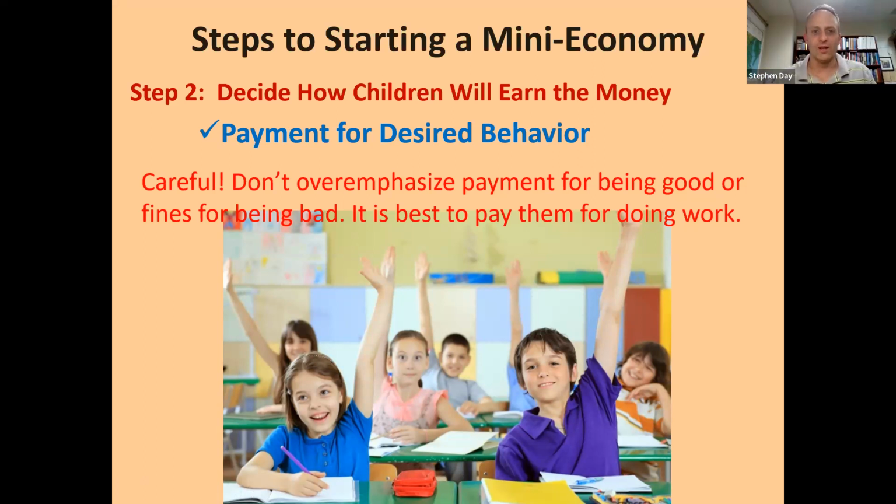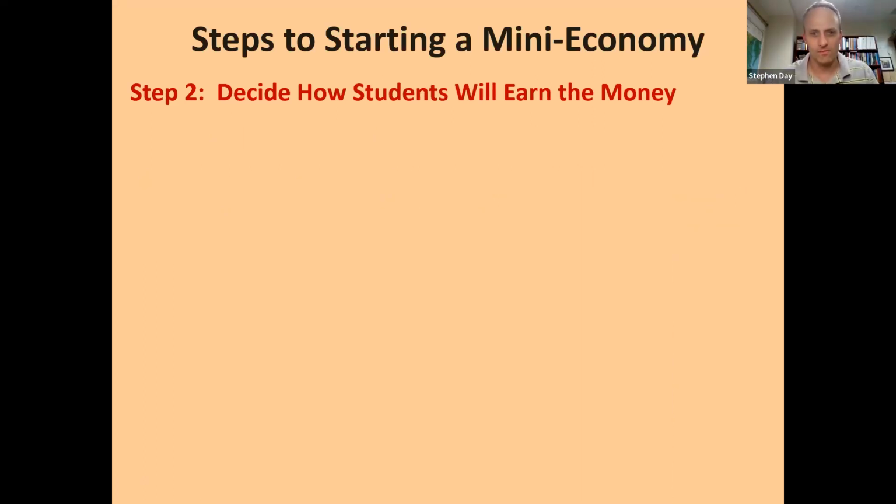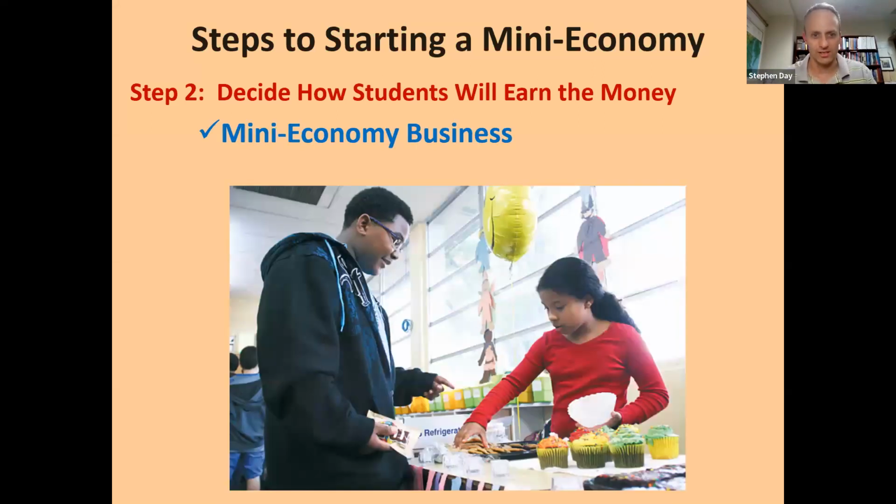Okay, so how will they earn money? Oh, it still says students, and there's mini economy businesses. I'm going to save the business till later. That's sort of an adjunct thing that can go on to the end.